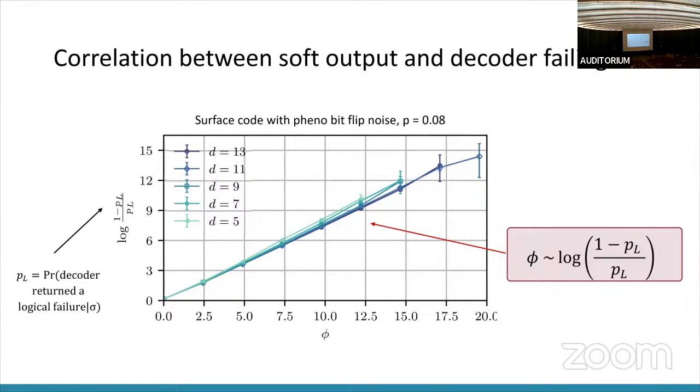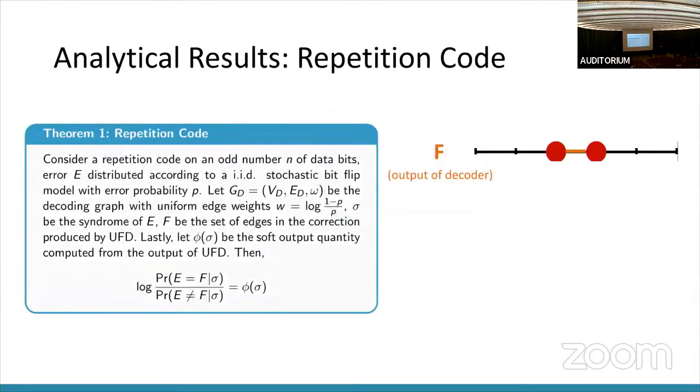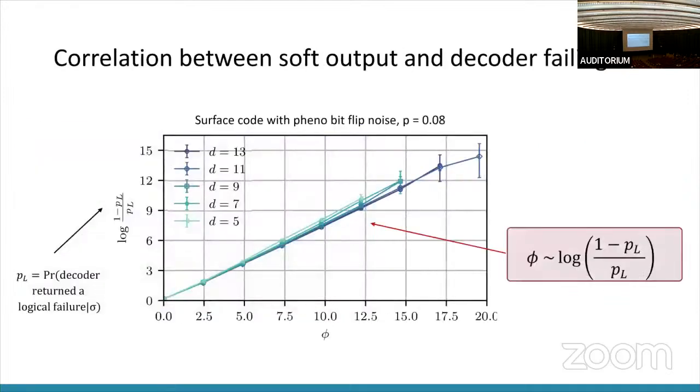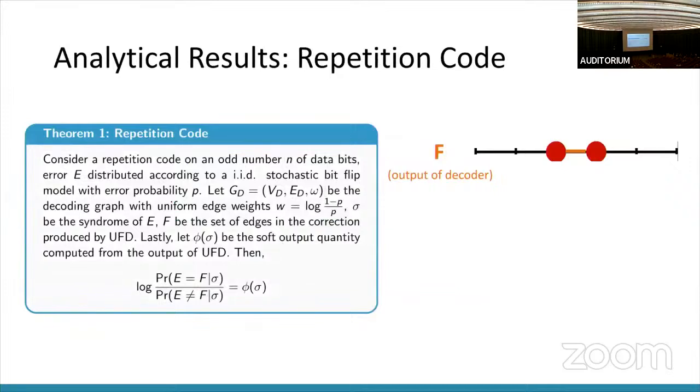Okay, so these are just numerics though. So we want to see, can we prove anything about it analytically? And so first we looked at the repetition code, kind of an easier version. And we were able to actually show that this is an equality here. And this theorem shows that, consider we have a repetition code with here 1, 2, 3, 4, 5.